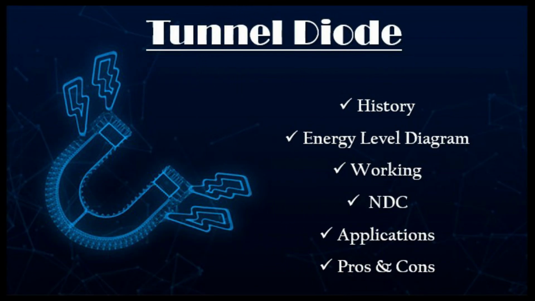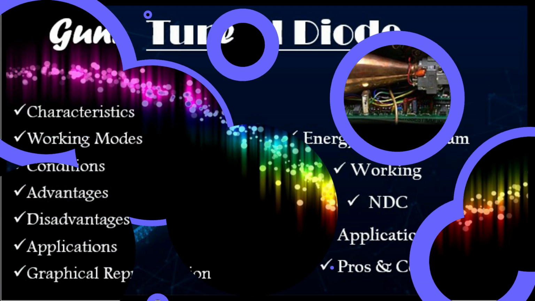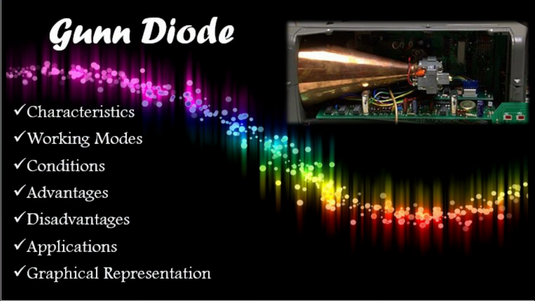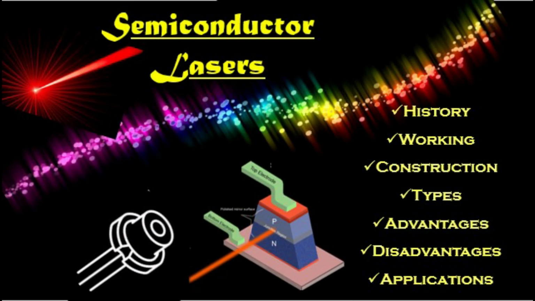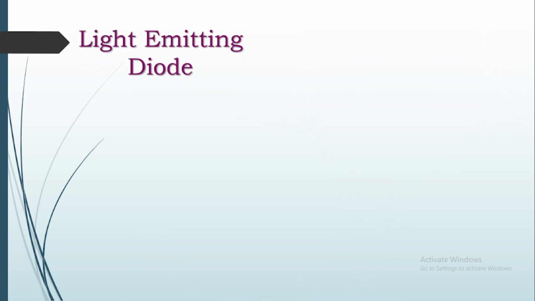From the last few classes we are discussing semiconductor devices, where we have already completed the discussion on tunnel diode, Gunn diode, semiconductor lasers, etc. And today we are going to start with another new semiconductor device which is of very high importance in our day-to-day life, that is the light emitting diode. It is clear from the name that light emitting means there is an emission of light from the semiconductor device, and diode means it is a device used for unidirectional flow of current.